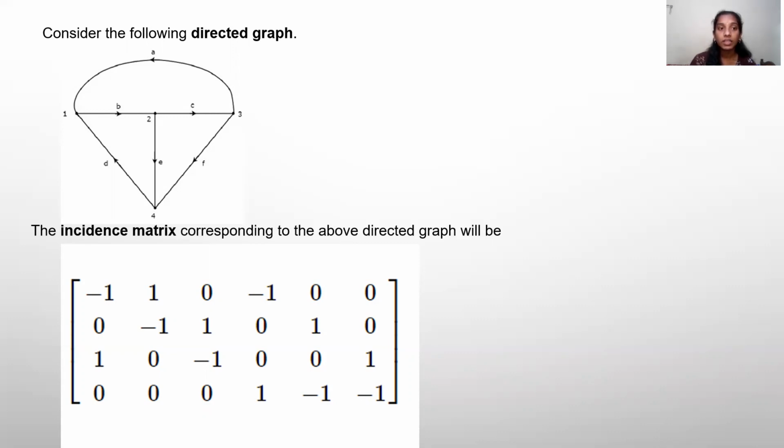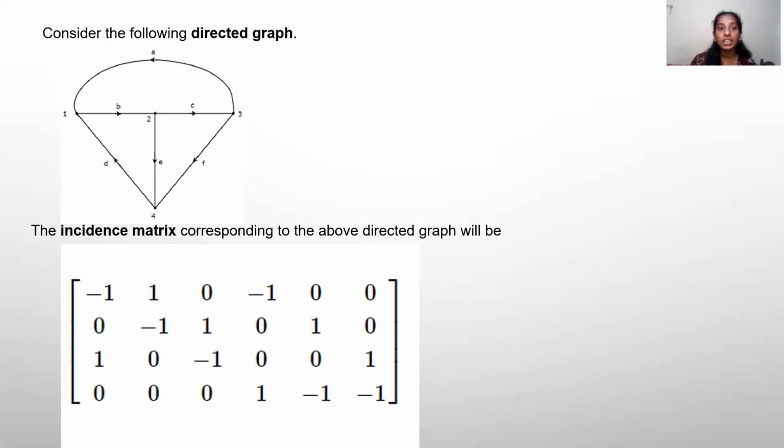At node 1, the branch current D is moving towards the node, so the value will be minus 1. At node 1, the branch current E is neither moving towards the node nor leaving the node, so the value will be 0. At node 1, the branch current F is neither moving towards the node nor moving away from the node, so the value will be 0. Like this, we can write an incidence matrix for all the nodes in the directed graph.